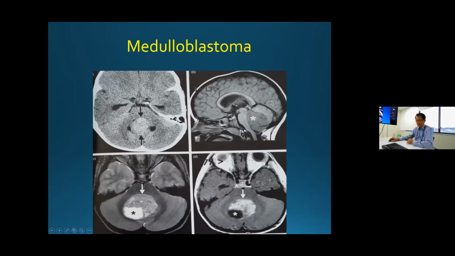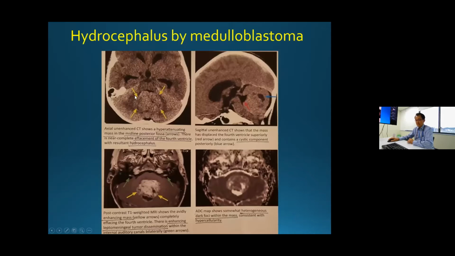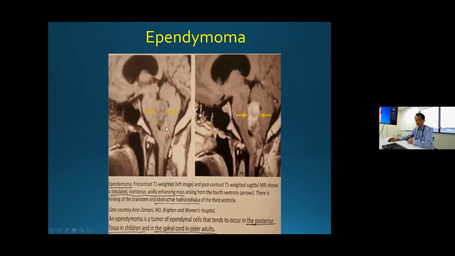Another tumor in this location in pediatric cases is ependymoma. It is the second most common tumor in the posterior fossa here. It's a little lobulated and all enhancing. Because of obstructing the aqueduct of Sylvius, it makes obstructive hydrocephalus. And so this could cause a tonsillar herniation. It's very dangerous by location. And ependymoma is another type right here.